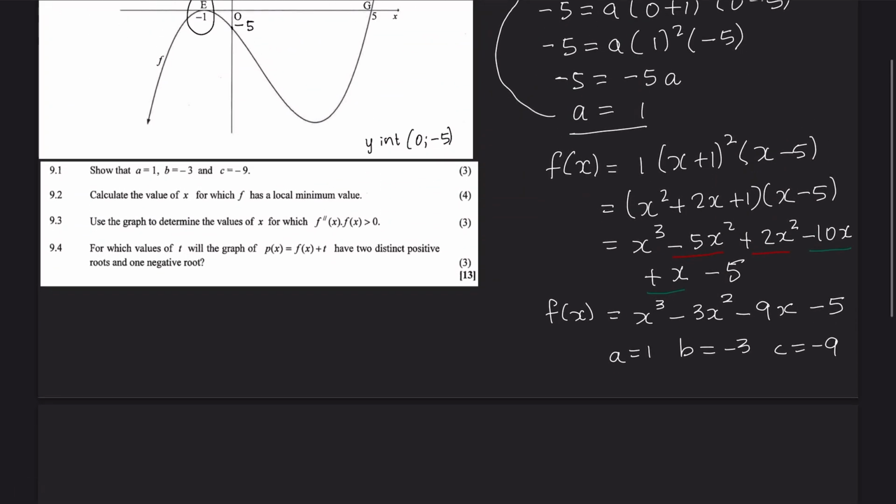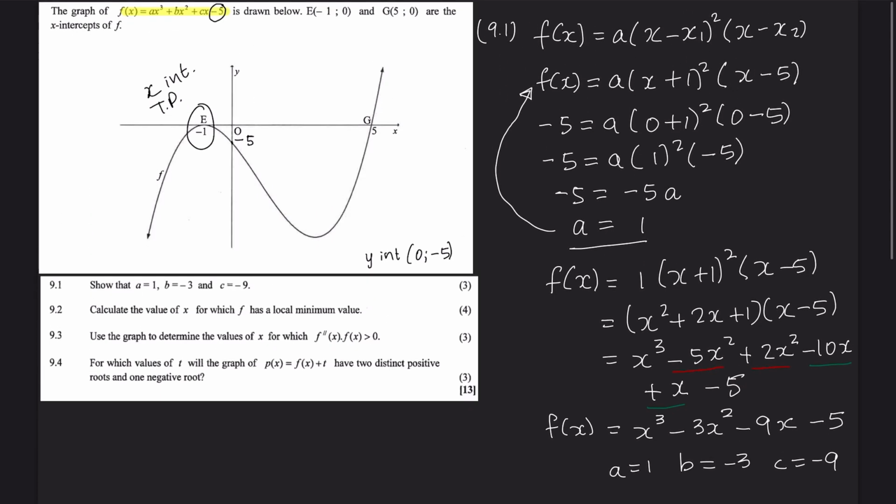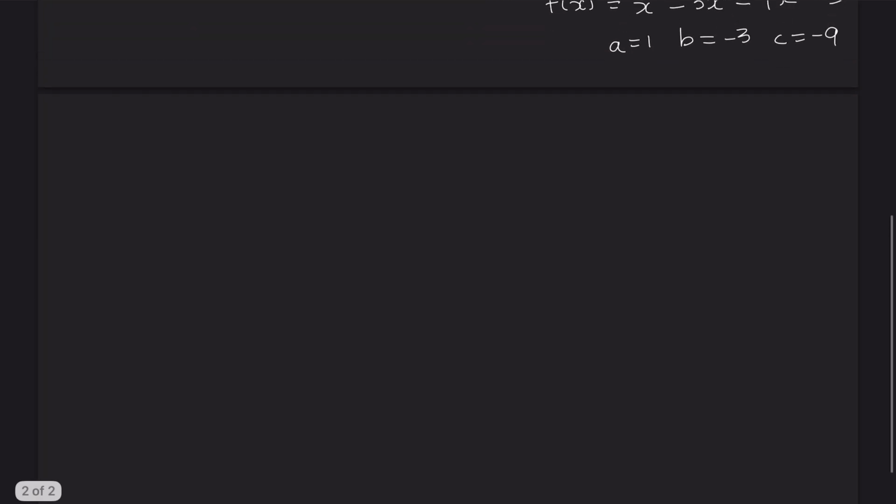So the next question reads: calculate the value of x for which f has a local minimum value. So this function will have a local minimum value at this point here, because this portion has a minimum. This is the minimum point for that portion of the function. So in order to get this, we need to take the derivative.